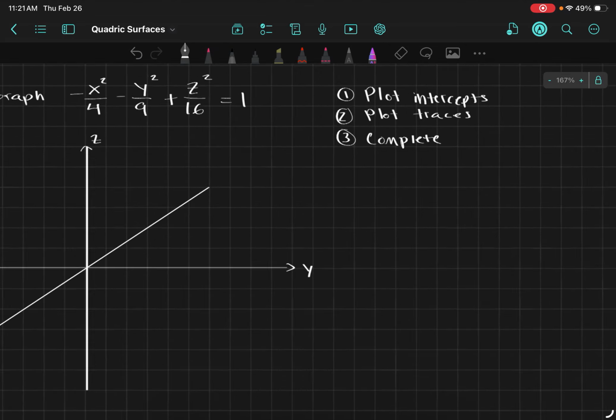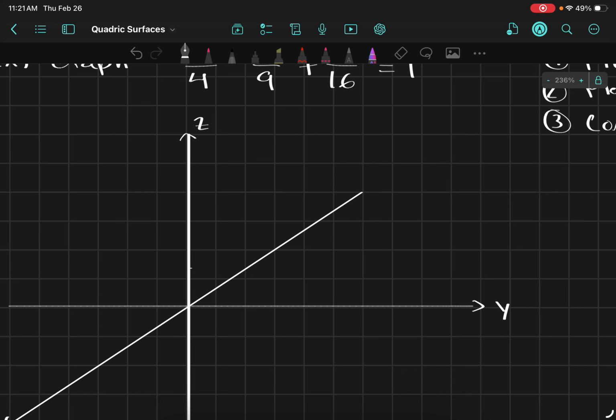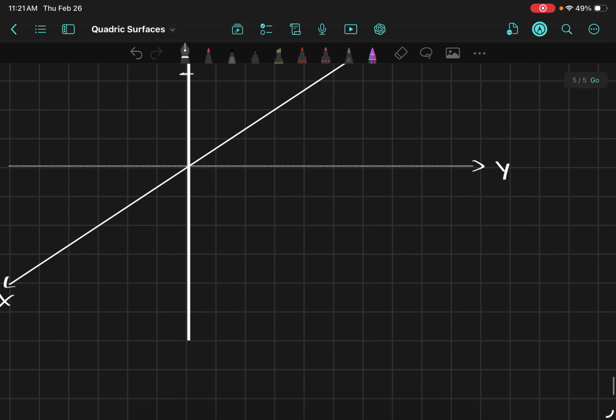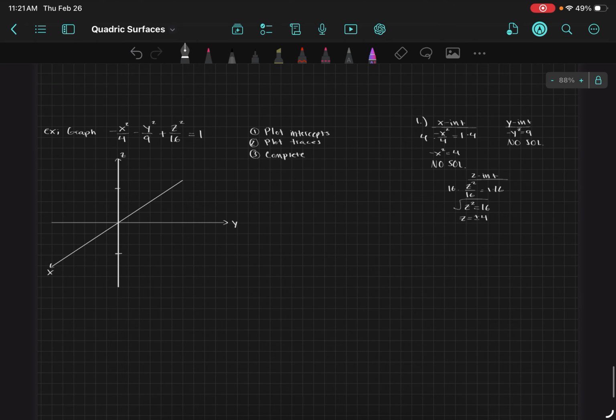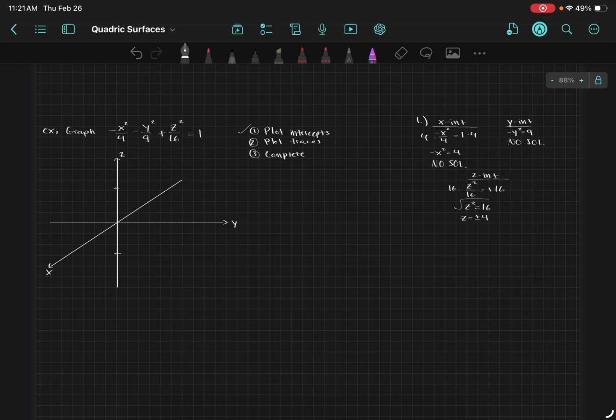I don't even need to do that, to be honest. 1, 2, 3, 4. I'm going to make it a little bit shorter. You guys are going to see why. This is going to be our z-intercepts: positive 4, and then negative 4 we'll put right here. Once again, you'll see why when graphing the hyperboloid of two sheets. Intercepts done. Now we're going to want to plot our traces.